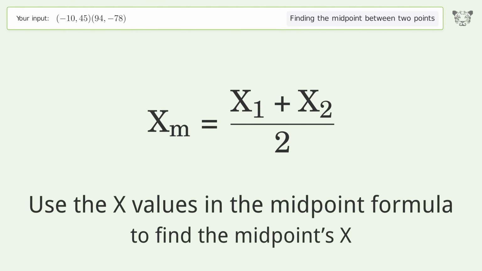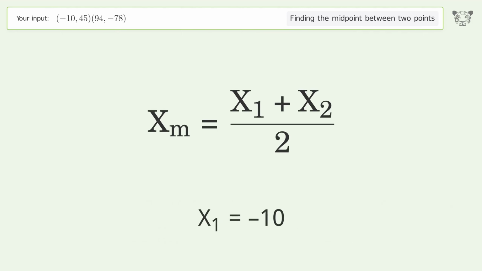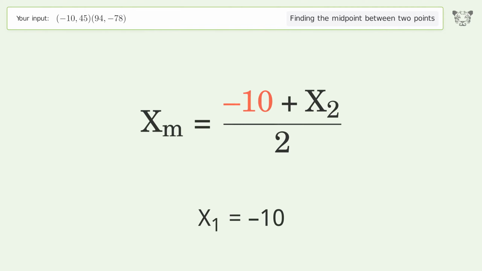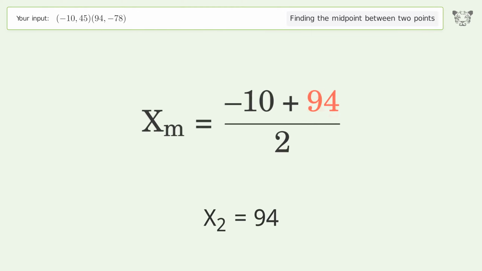Use the x values in the midpoint formula to find the midpoints x. x1 equals negative 10. x2 equals 94. Simplify the arithmetic.